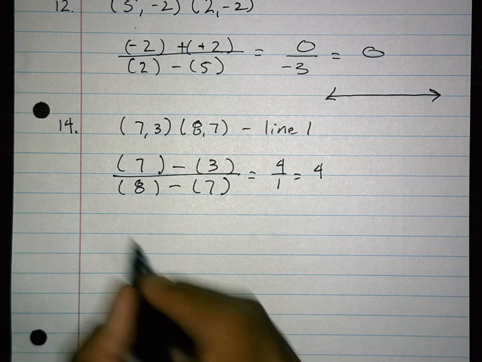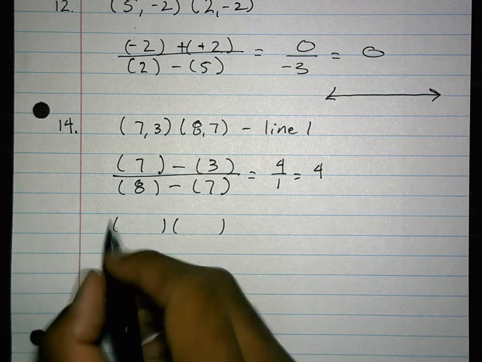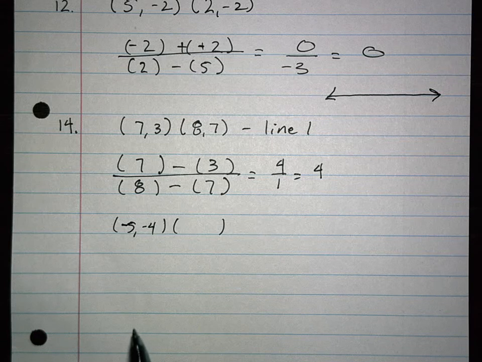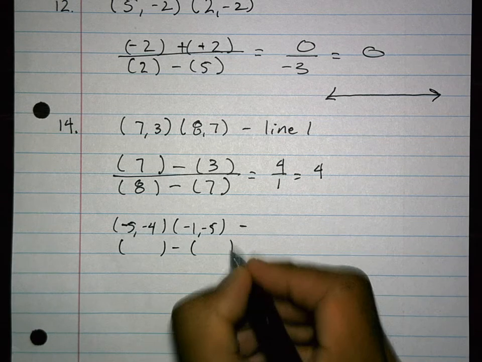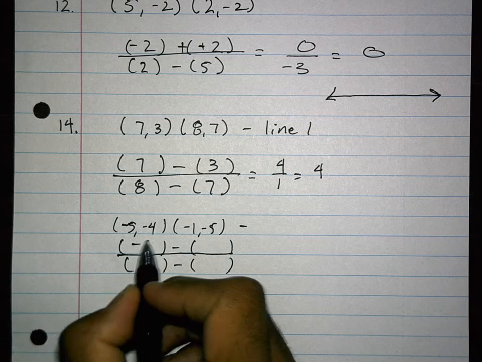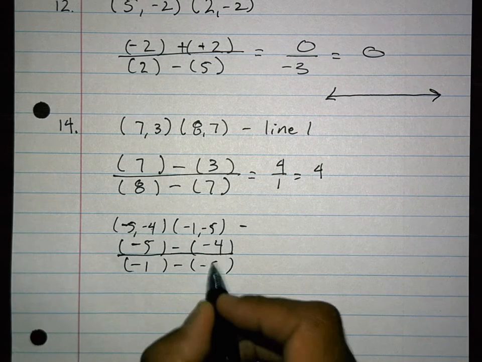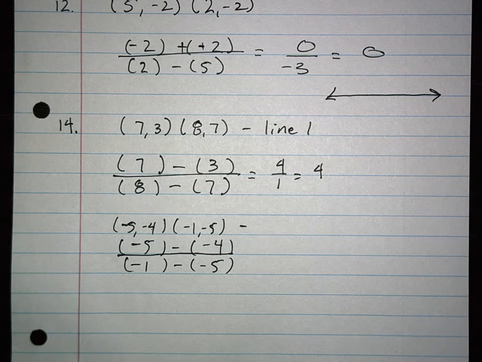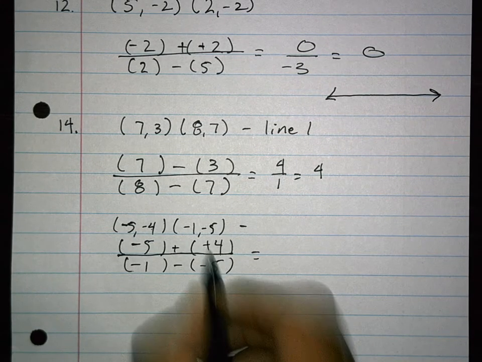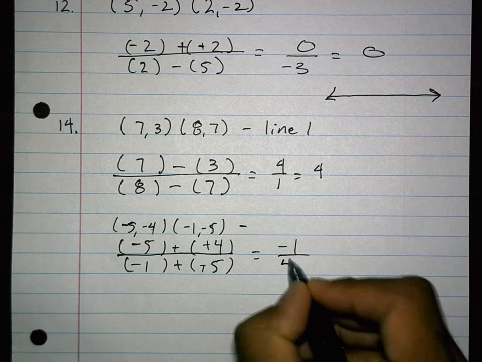Okay, line 2 went through the coordinate points -5, -4 and -1, -5. So now I'm setting this one up. I'm going to say -5 minus -4, all over -1 minus -5. This is going to add the opposite right there. That gives me -1 over, adding the opposite right there, +4.